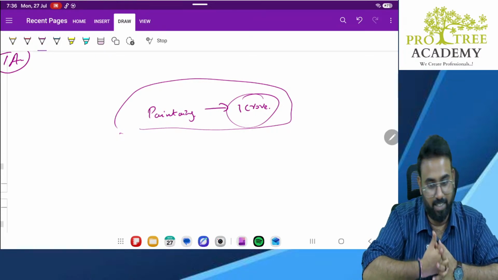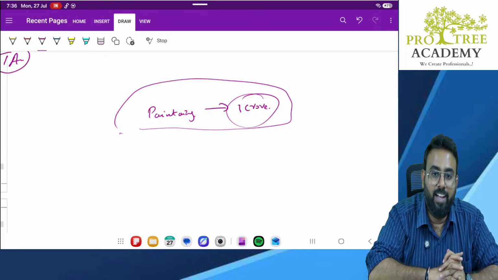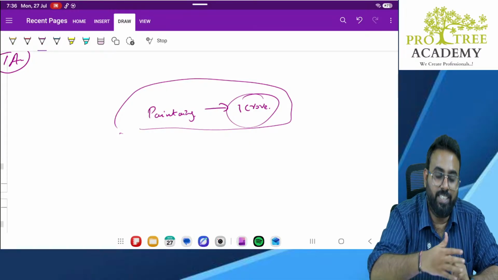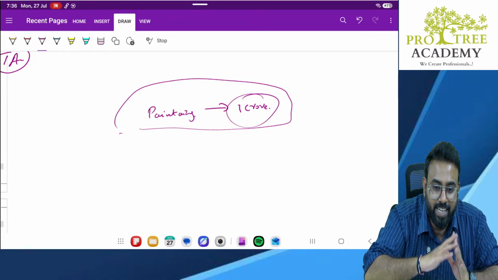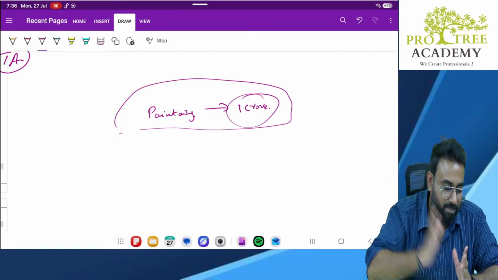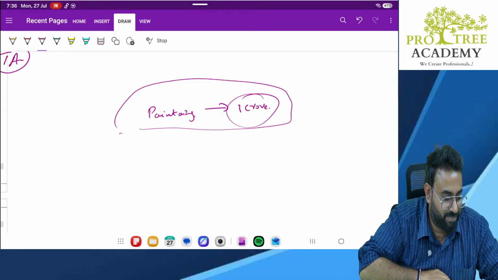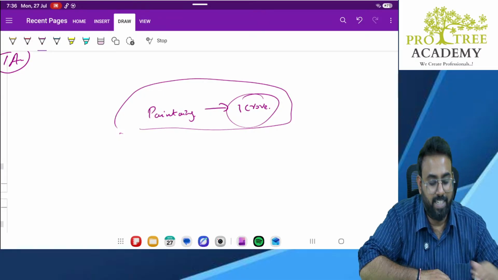Correct? Yes, sir. I purchased it for 1 crore. Now what is the big question in this, sir? Now I am coming to it. This 1 crore painting, is it an intangible asset or is it a tangible asset? Can anybody tell me?